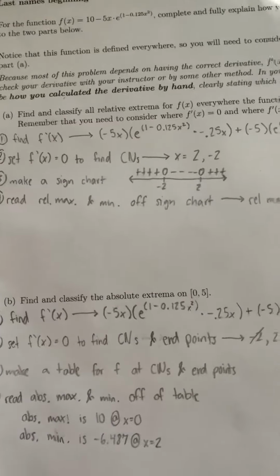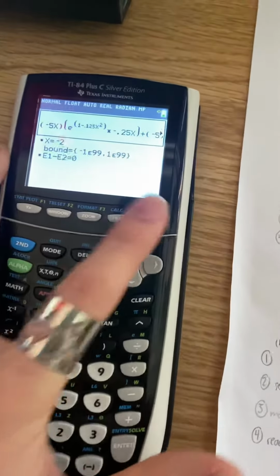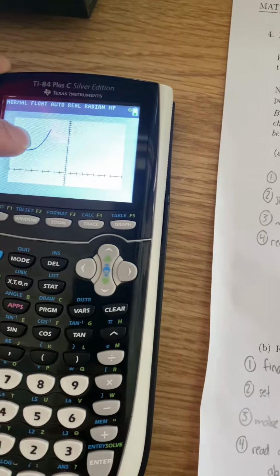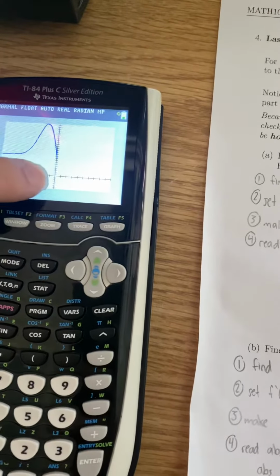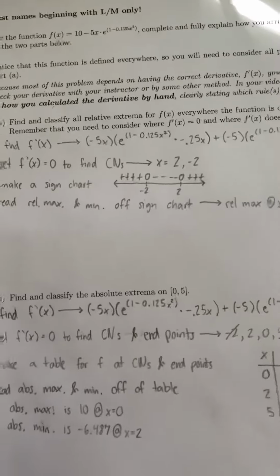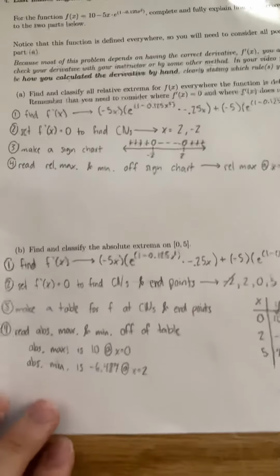The next step is to make a sign chart. And then with the sign chart, you're going to look at the graph, and it shows clearly that the relative maximum and the relative minimum is at negative 2 and 2. So that's what I have written down right here.